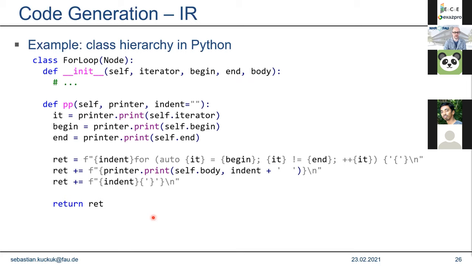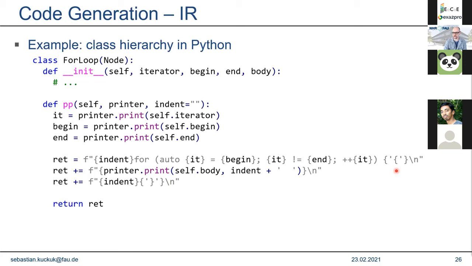So using an external printer class, we can then print the iterator, we can print the begin and the end. And this is just buffered to make this part here more readable. And once we have that, we can then generate the C++ loop. And as you can see, this is still rather close to the code, which is sort of what we wanted.